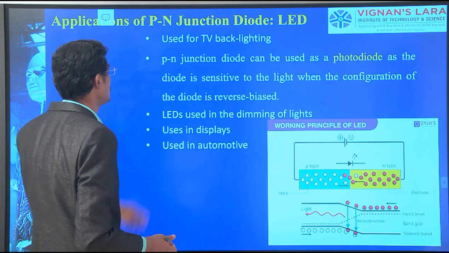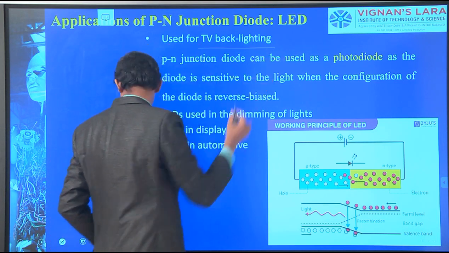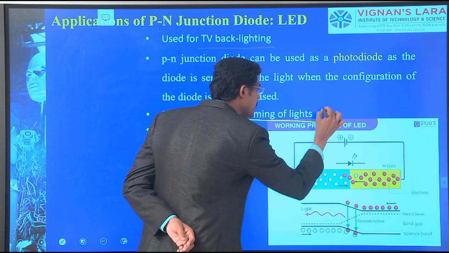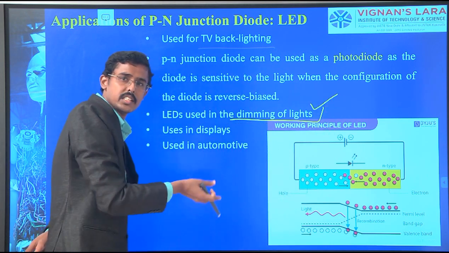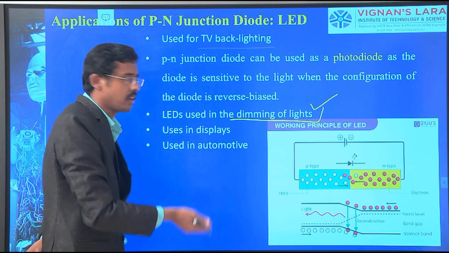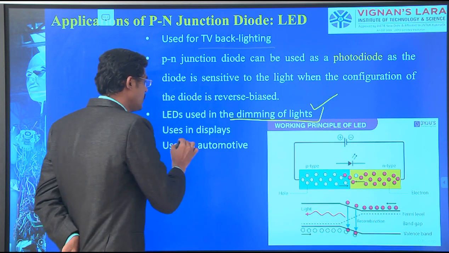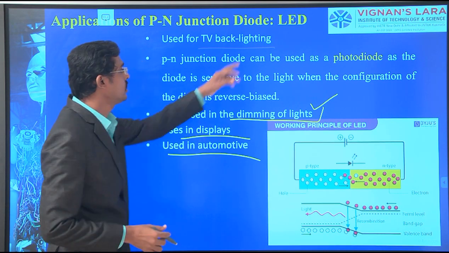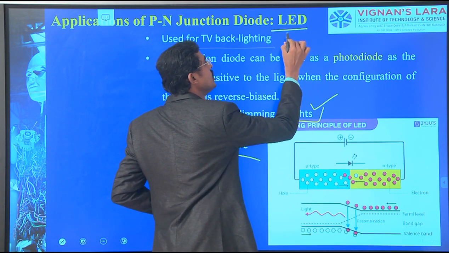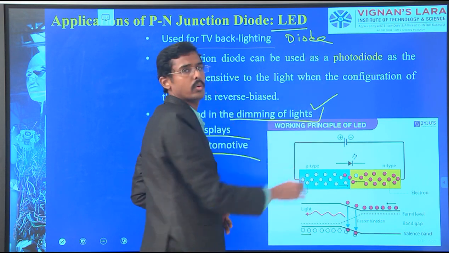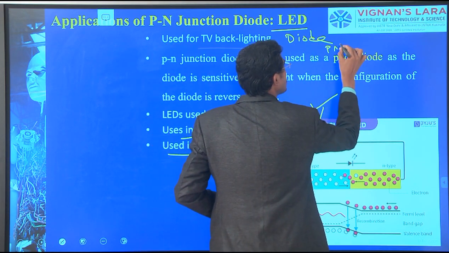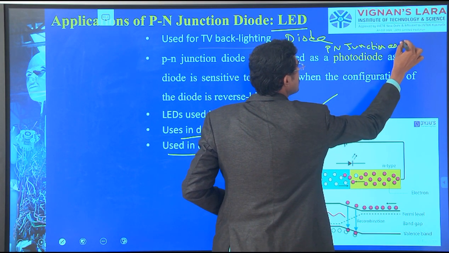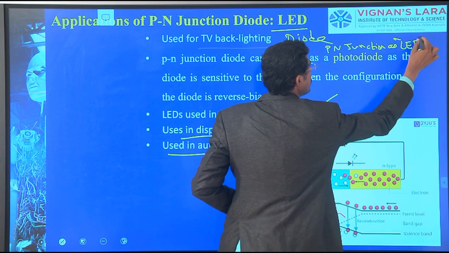General applications are used in TV backlighting and in dimming lights. When the heat is generated, it will blink bright, or otherwise it will dim. It is also used in displays and automotives. Such things we can do with the LED as a diode. That means the PN junction is used as an LED. Important topic.